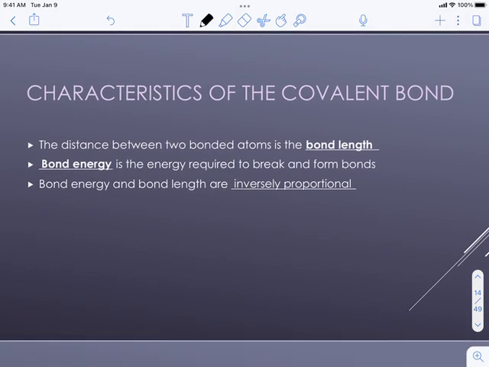Two important vocab words with covalent bonds are bond length and bond energy. They mean pretty much what you think they mean. The distance between 2 bonded atoms is the bond length, the length of the bond. Bond energy is the energy required to break and form the bonds. Some bonds take more energy to form and break than others.